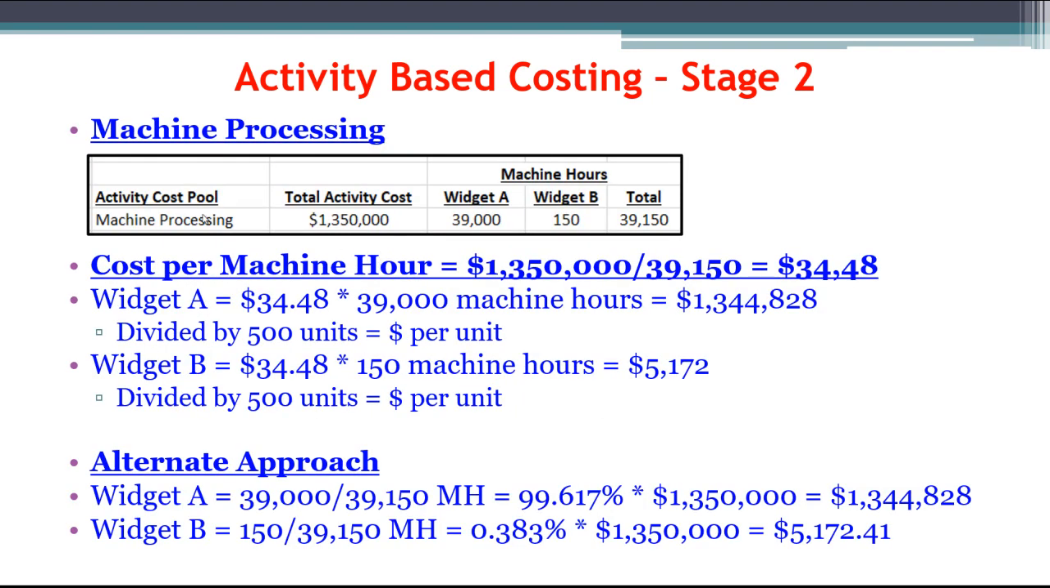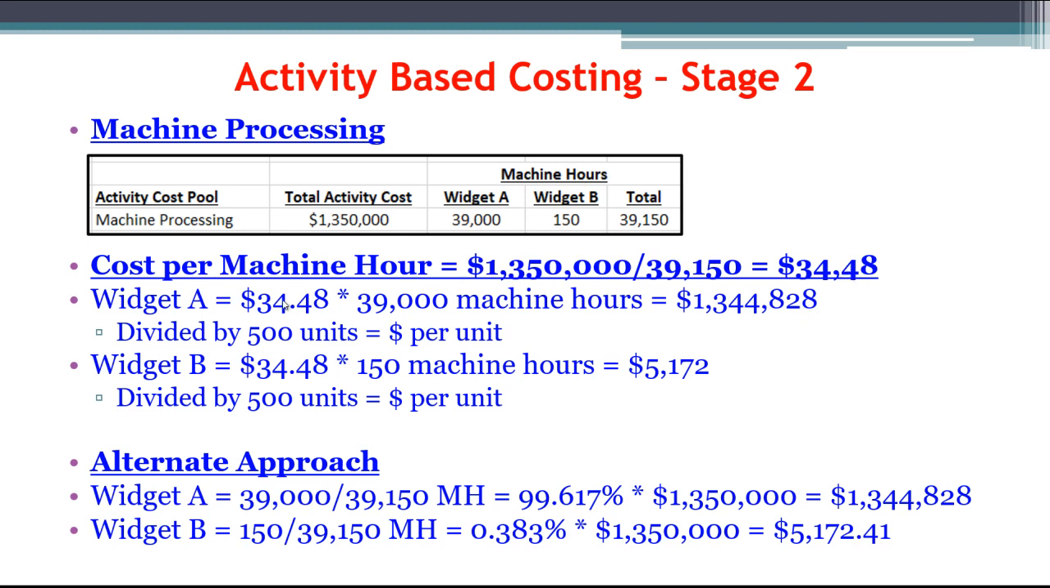So for machine processing, we're going to do one by one. Let's say we had a total of $1.35 million in cost, which we talked about before. We have 39,000 machine hours for widget A, only 150 machine hours for widget B, for a total of 39,150. That 39,150 is what we need to calculate the cost per machine hour. Take the total cost of 1.35 million divided by the 39,150, and we get a $34.48 cost per machine hour.